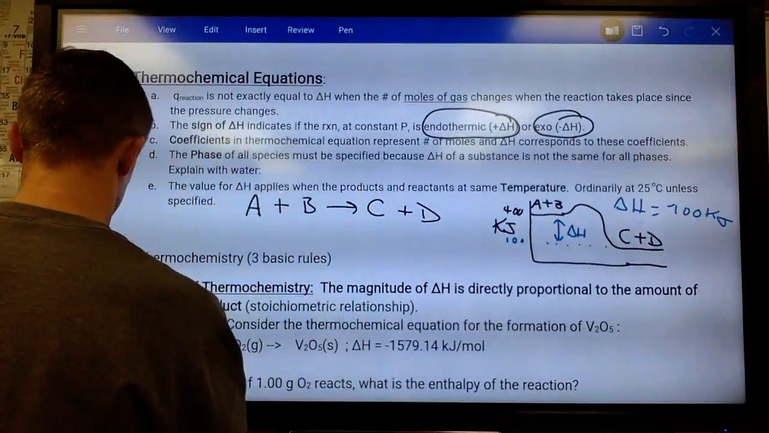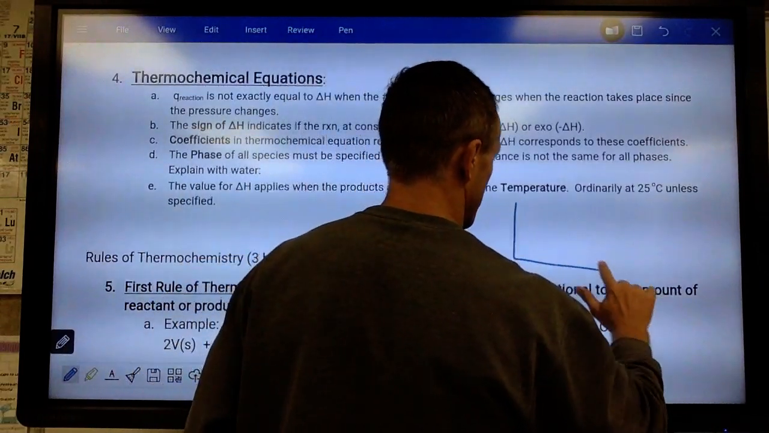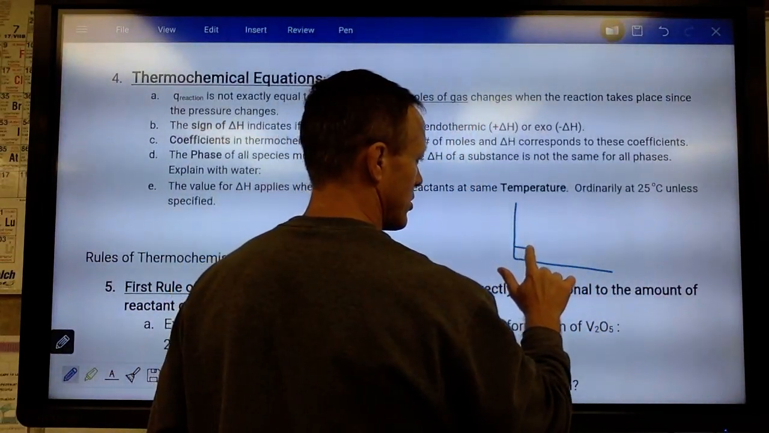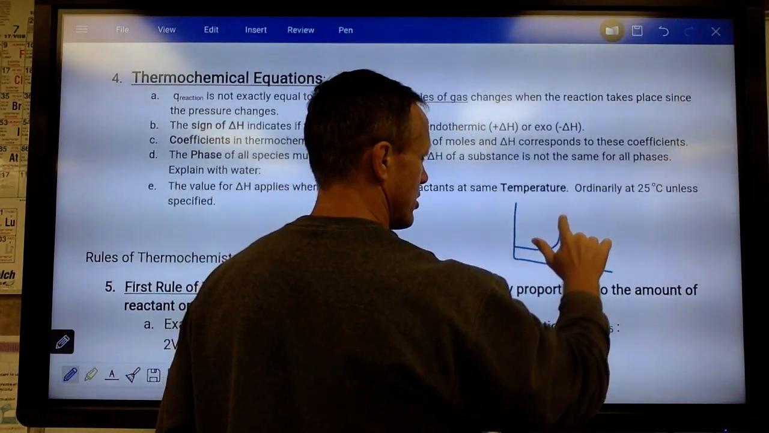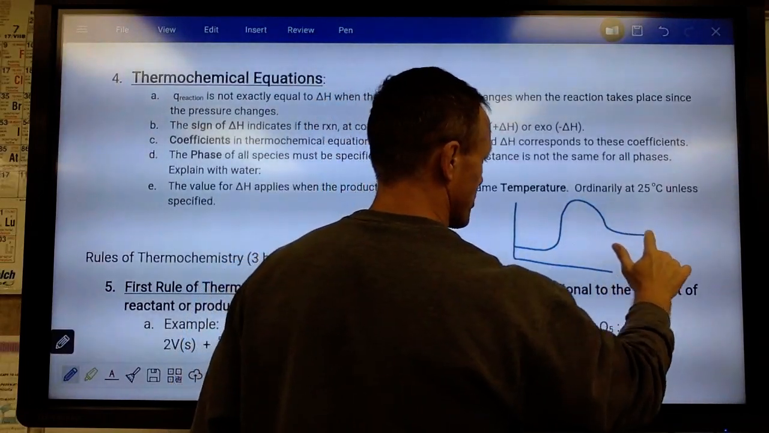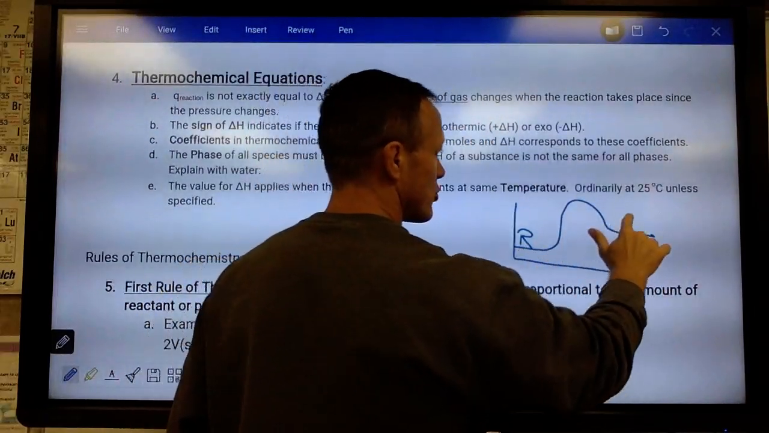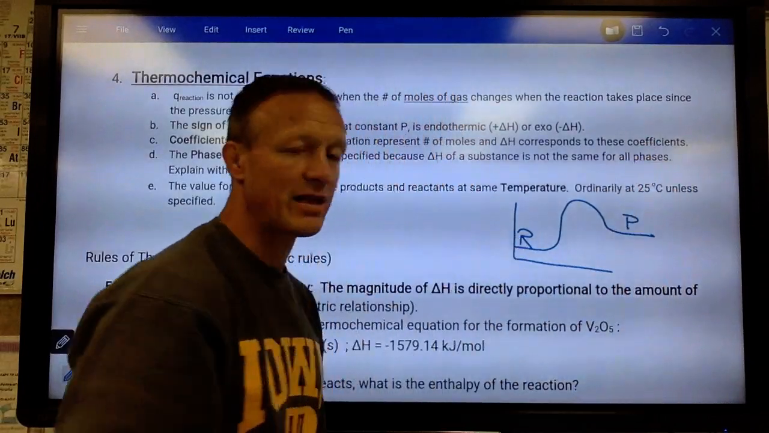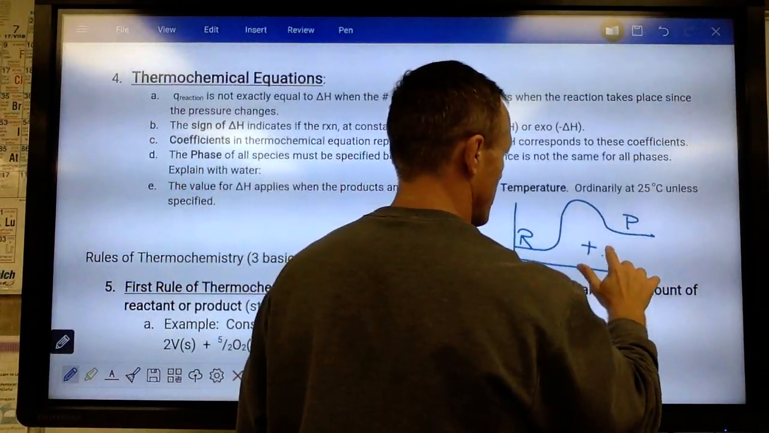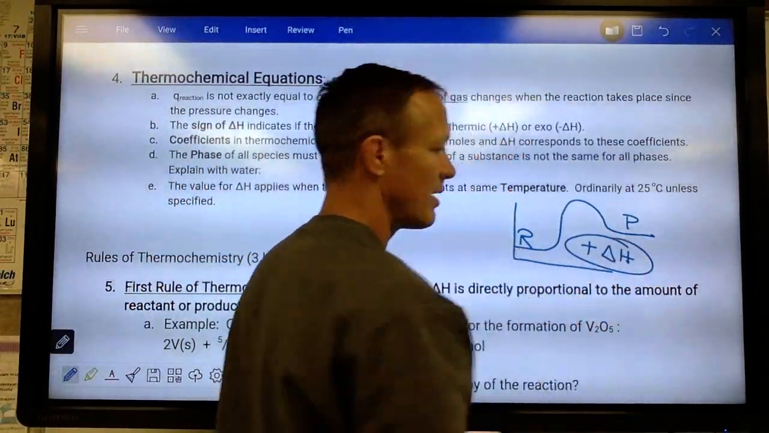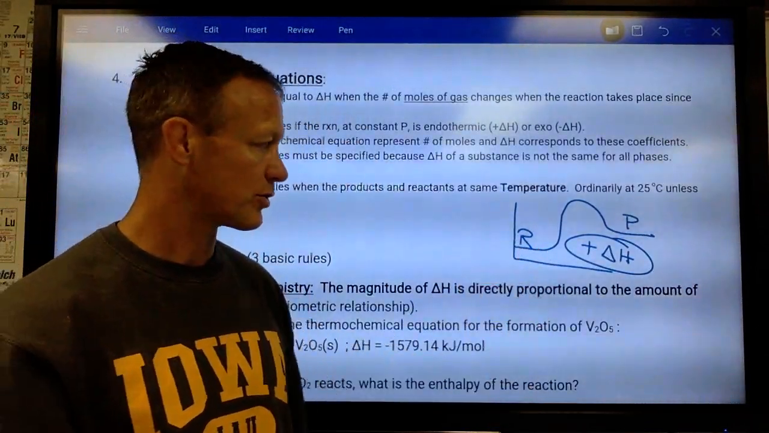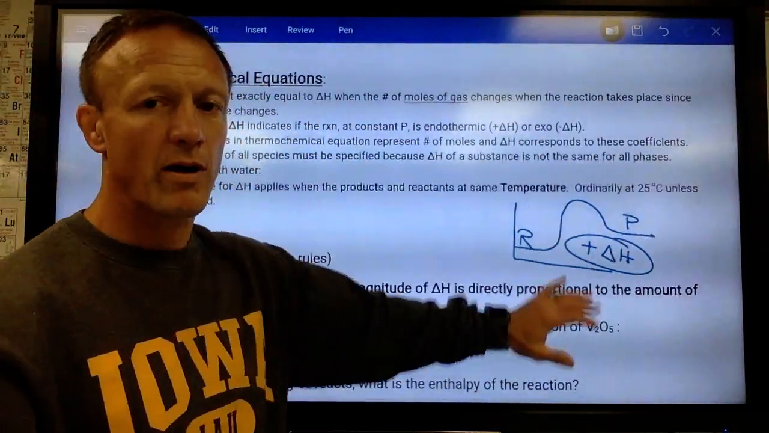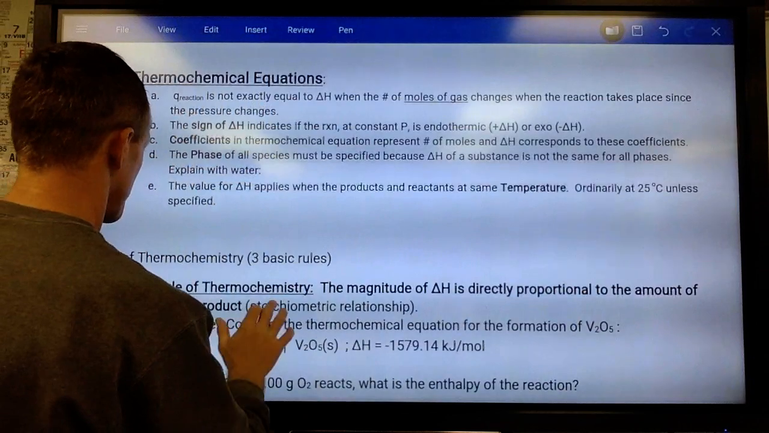If our products were high, if from our reactants to our products there's an increase in energy, then that's a positive delta H, an increase in enthalpy. So that'd be a positive kilojoules. All right, so we'll talk more about energy diagrams, but that's kind of the basis of those.